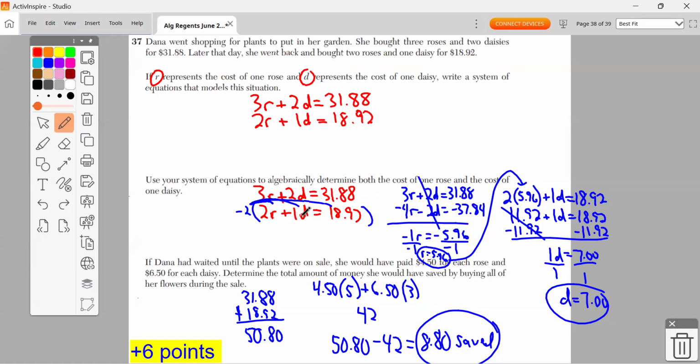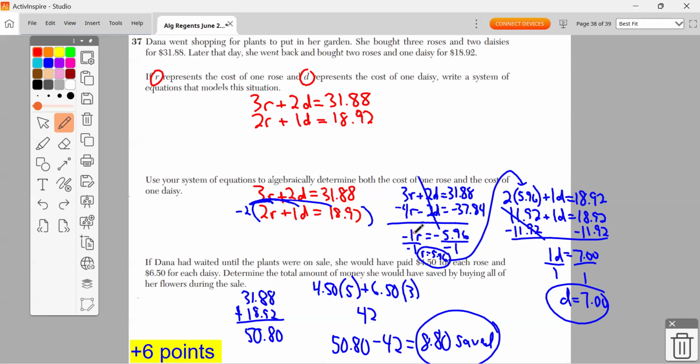I'm going to multiply to create opposites. I see that I have a 1D here. The opposite of 2 is -2. So to get a -2 here, I would have to multiply that bottom equation by -2. Distribute. I could have made opposites with my R's if you wanted to and create a 6R and a -6R by multiplying by 2 and -3. Distribute. I created opposites with my D's. So now I'm going to add going down and those D's will cancel out.